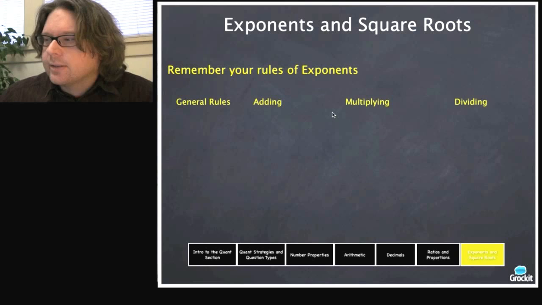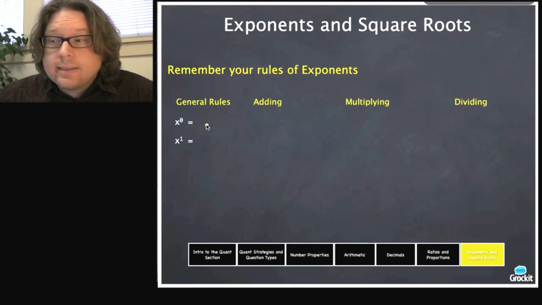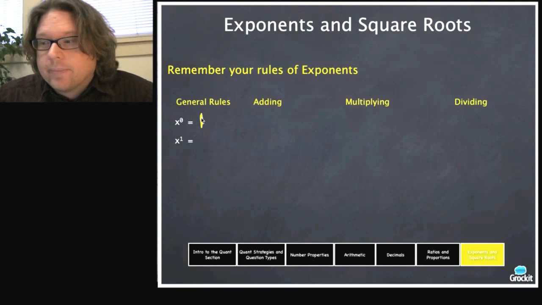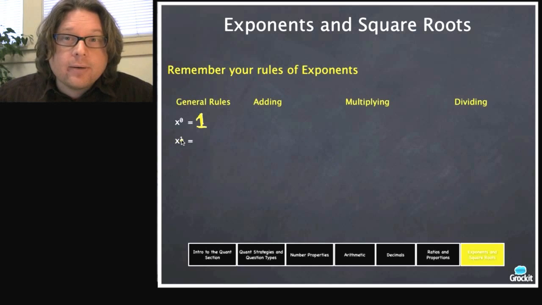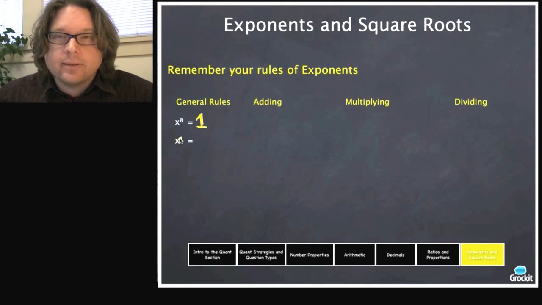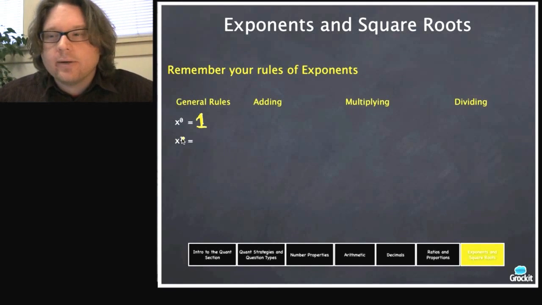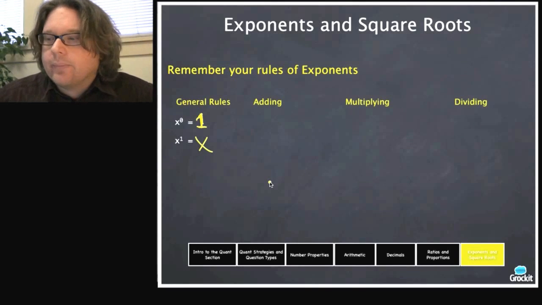So we have general rules, first off. Anything to the 0 power is always going to be equal to 1, even 0 to the 0 power. Whereas anything to the first power is just equal to itself. 2 to the first power is 2, 100 to the first power is 100, x to the first power is x. Those are relatively easy to remember.